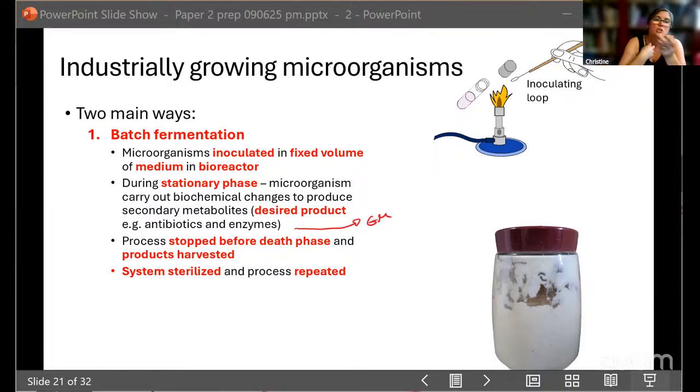It could be insulin, it could be an enzyme, it just depends on whatever the question asks. But we genetically modified the organism to produce what we wanted. Okay, so that's where they could go down that route. Obviously, stopped before the death phase, and the product harvested and the system sterilized.